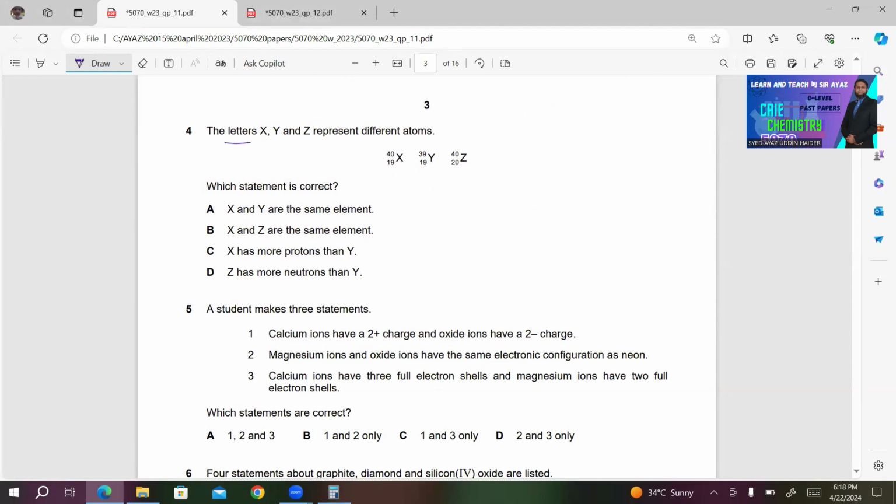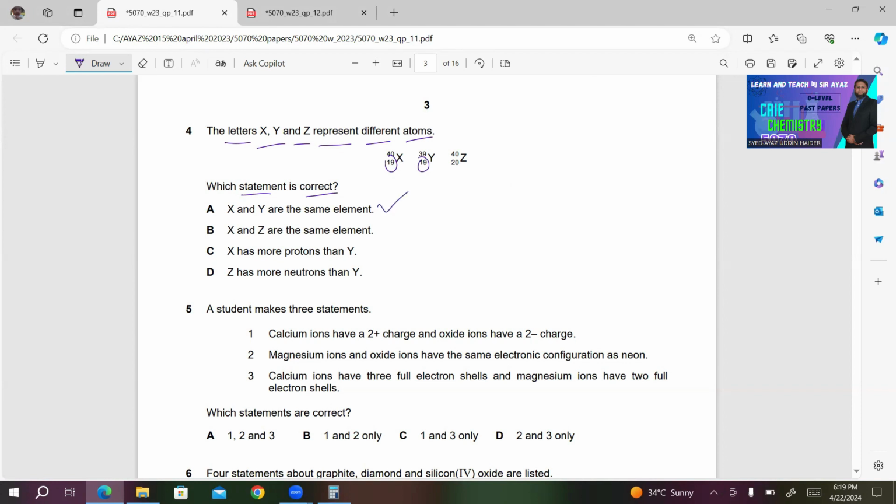4. The letters X, Y, and Z represent different atoms. We have X, Y, and Z. Which statement is correct? A. X and Y are the same element. If you look at the proton number, both of these have the same proton number. So they must be the same element. So A must be the right answer.